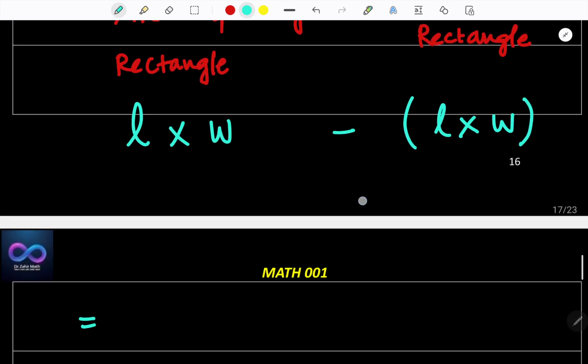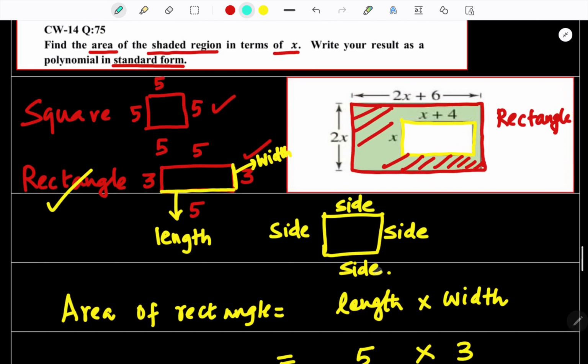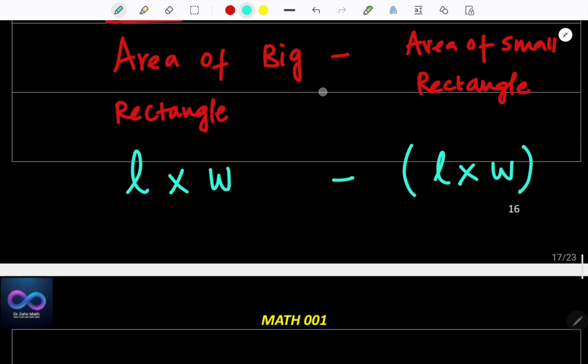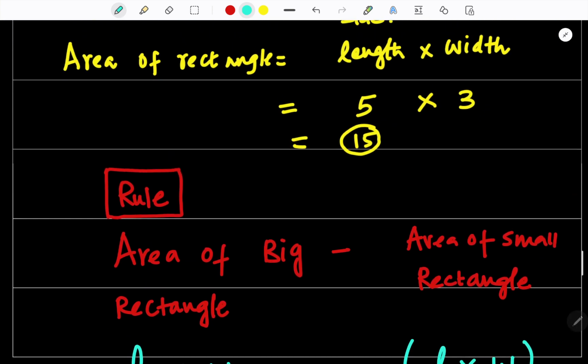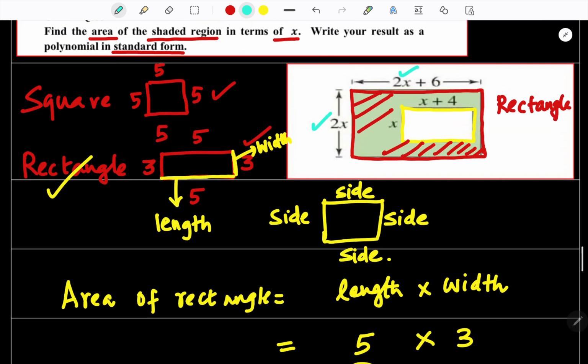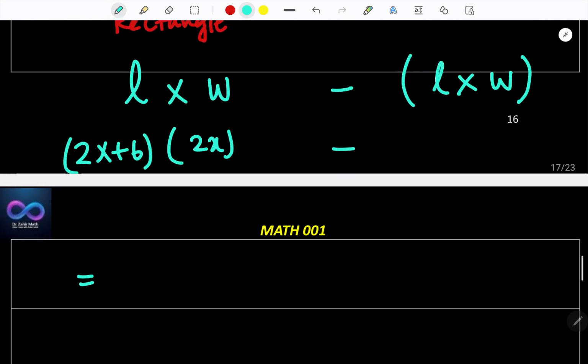So, this equals, look at the big rectangle. What is the length? The length is 2x plus 6. What is the breadth? It is 2x. So this is 2x plus 6 multiplied by 2x. Correct? Minus the area of the small rectangle. Look at the small rectangle. What is the length? x plus 4. And what is the width? x. So it is x plus 4 multiplied by x. There is a minus, so always for minus, you should use a bracket.